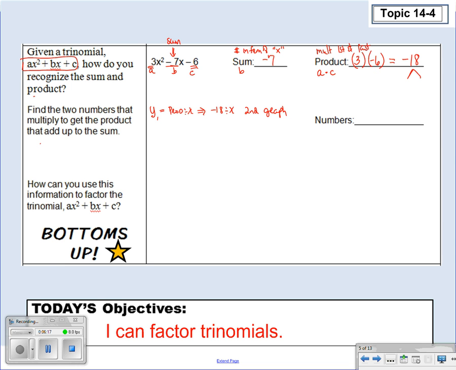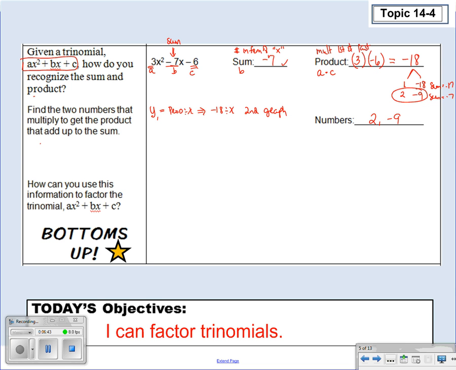So to find the two numbers that multiply to get the product and add to the sum, we need our factors. So we can have 1 and negative 18, but when I add those together, that sum comes out to be negative 17. I need it to be negative 7. So then we'll go 2 and negative 9. That sum comes out to be negative 7. So 2 and negative 9 are our correct numbers.